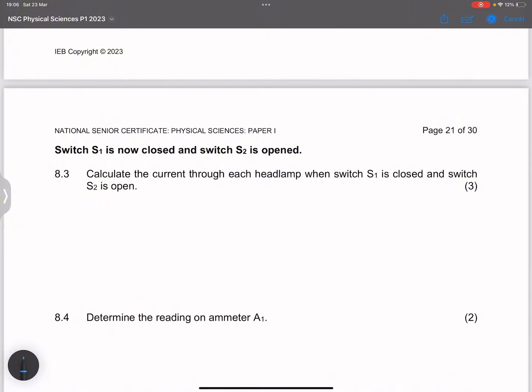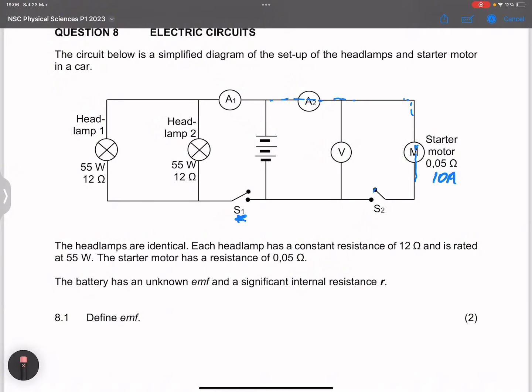So now what's going to happen, we've opened switch S2, right? So there's no longer current flowing in there. And now with this one closed, all the current would go to your parallel combination. Right. So in this case, they say to us, calculate the current through each lamp when switch S1 is closed and switch S2 is open.